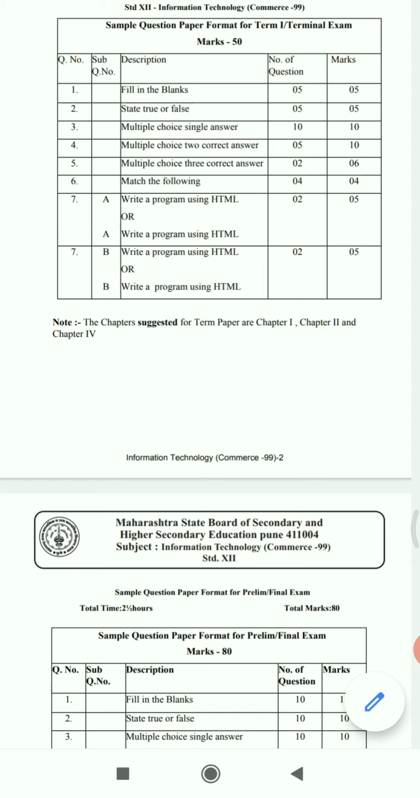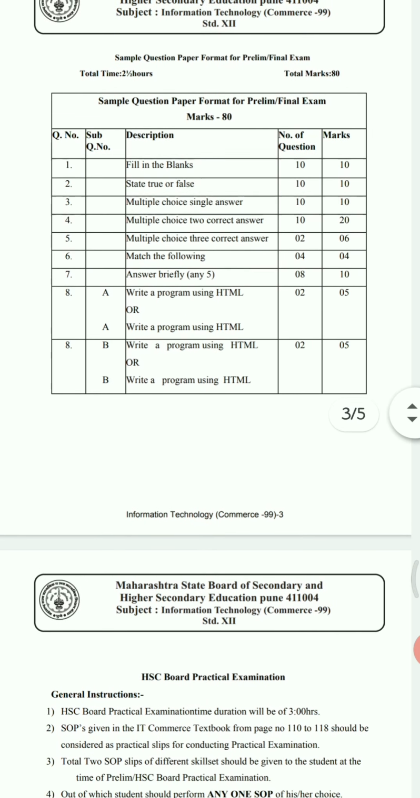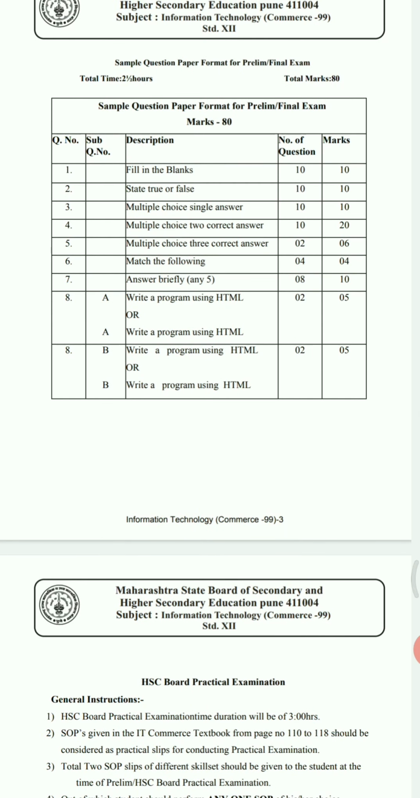And then there is a section for programming. You have 2 HTML programs, out of which you have to solve 1. The number of questions is 2 and the marks are 5. Again, one more question, question number 7, where you have 2 HTML programs and you have to solve any one, which is for 5 marks. So this is about the first term exam which will be taken at the college level.